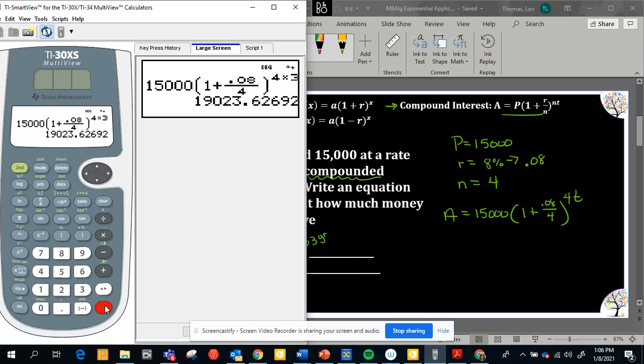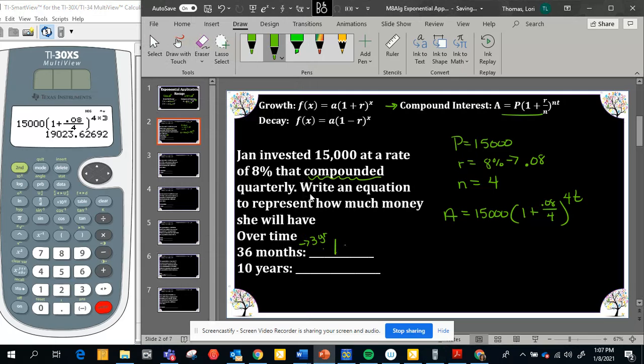And so we have about $19,023.62. So let's write that here. So it's money, so we're going to write $19,023.63. That's how much she will have in 3 years.